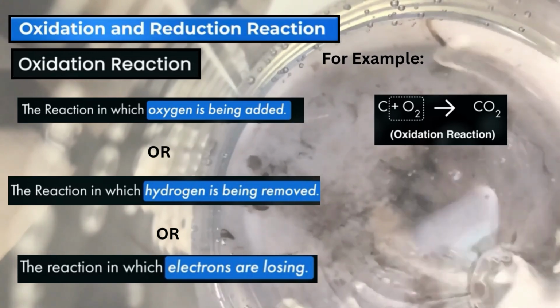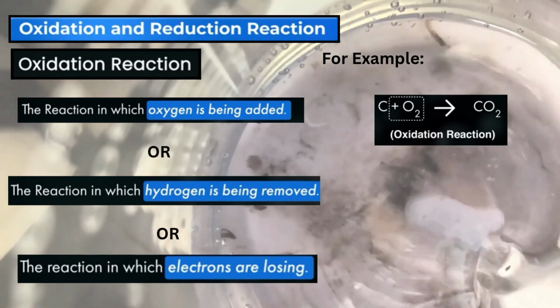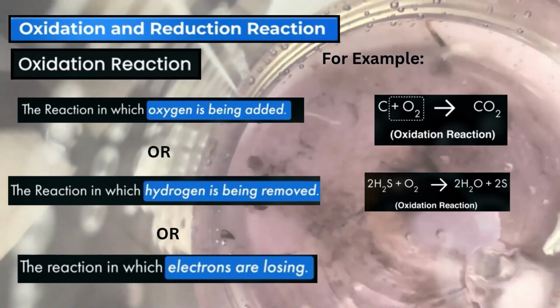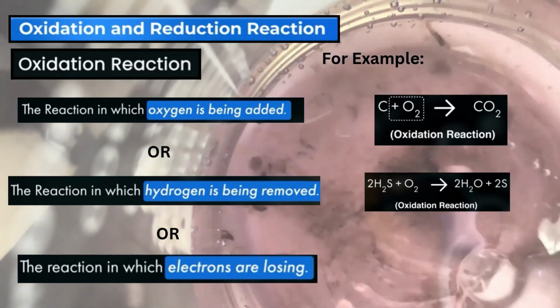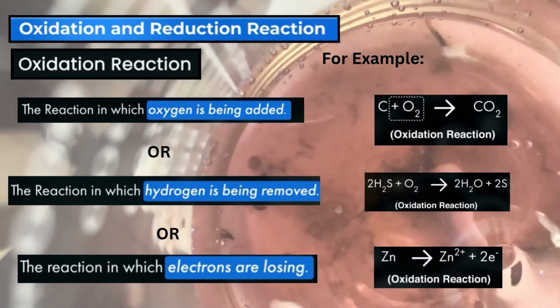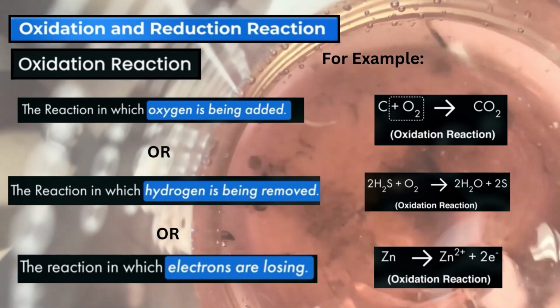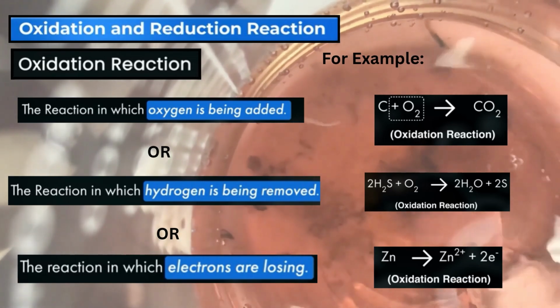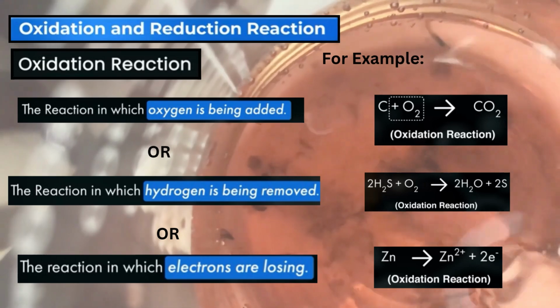In this reaction, oxygen is added to carbon and forms carbon dioxide. In the next example, hydrogen sulfide reacts with oxygen and forms water and sulfur. In the last example, two electrons are being lost and a positive sign is there on zinc. This is also an oxidation reaction because two electrons are lost.